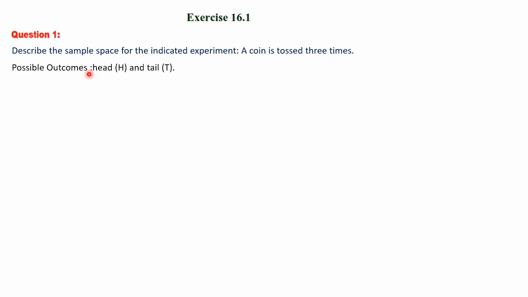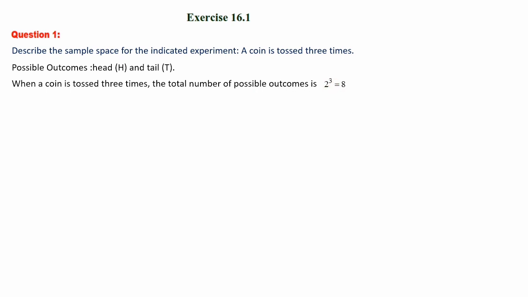When a coin is tossed, there are two possible outcomes. One is head and another one is tail. Head we can represent with the letter H, and tail we can represent by using the letter T. Next we have to write the total number of possible outcomes. This is important for verifying the outcomes.